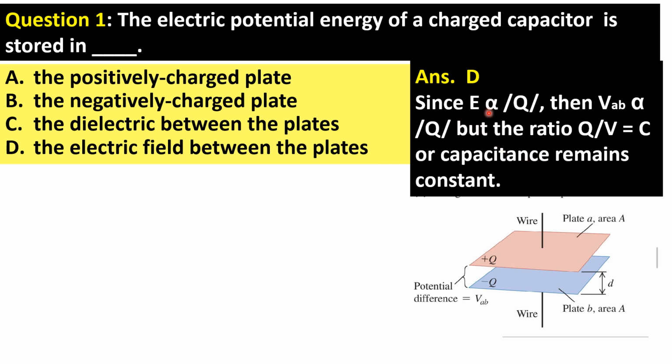This amount of electric field is directly proportional to the magnitude of the charge Q. And we also emphasize that the voltage between the plates A and B is directly proportional to the value of the charge, but then the ratio Q over V, which is known as the capacitance, stays constant for whatever size or shape the capacitor may have.